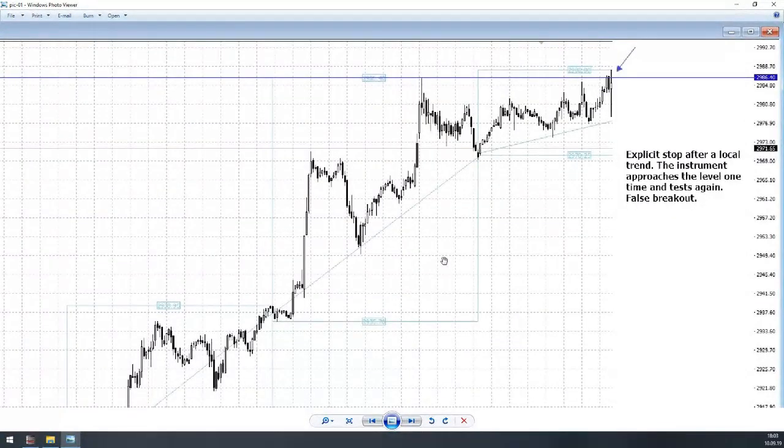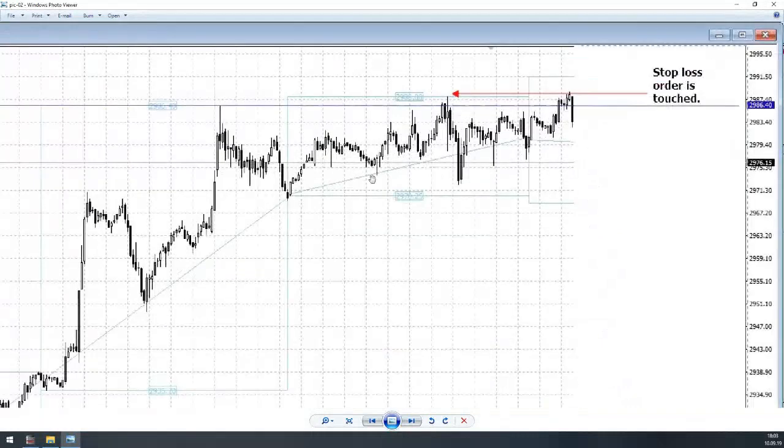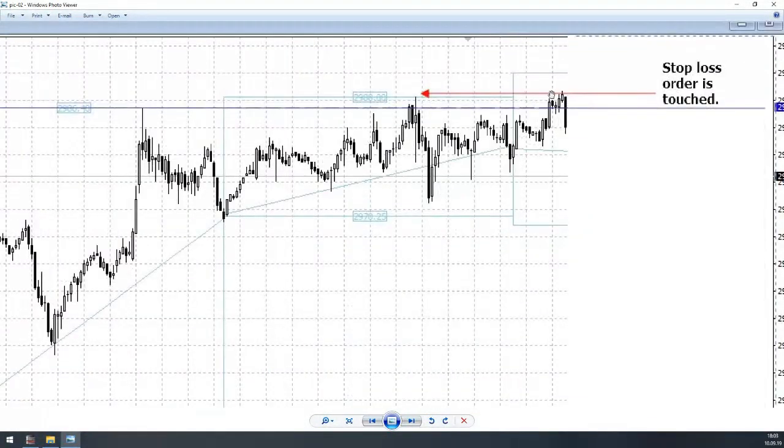There is an idea. There is a clear level. There is even a false breakout that reinforces this situation. And it would seem that everything was done right. But the stop loss order is touched. But there is again a return to the level.